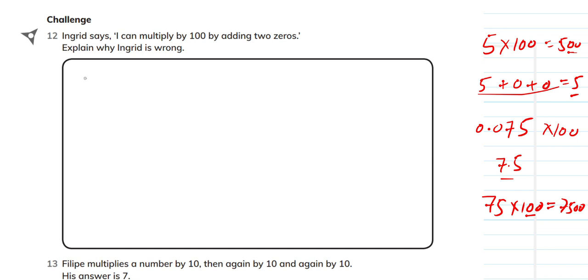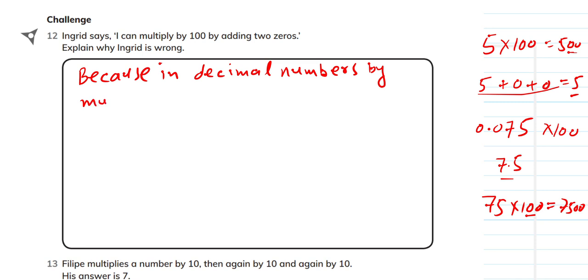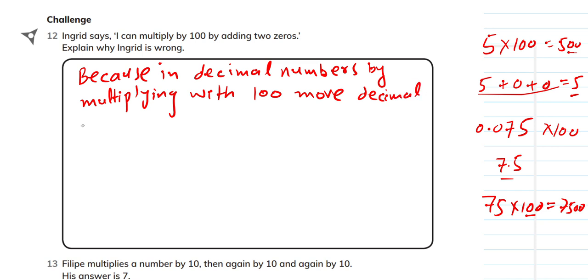So you can say, because in decimal numbers, multiplying by 100 moves the decimal two places to the right.